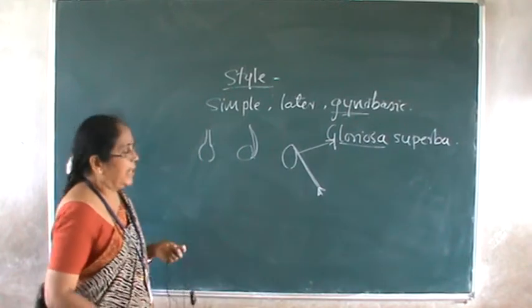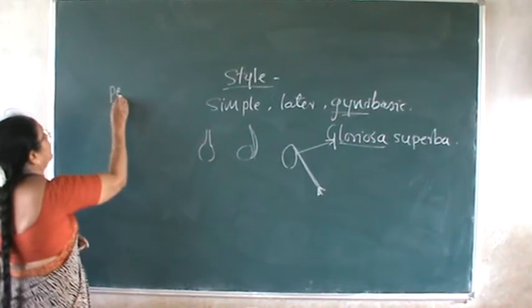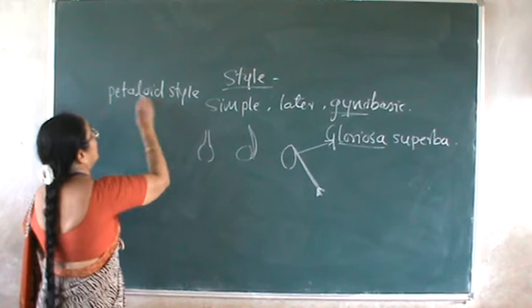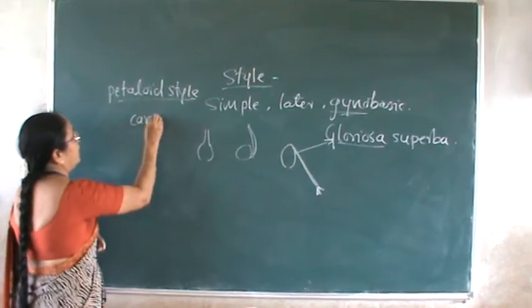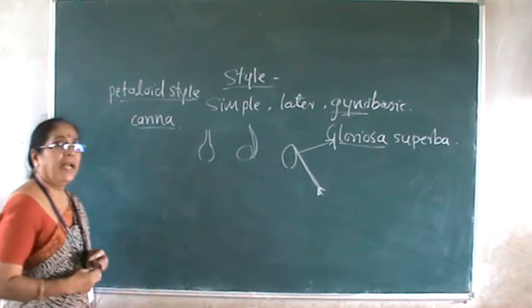And a very important feature of the style is the petaloid nature of the style. Petaloid style is found in the flowers of Canna. You have come across Canna several times in the earlier classes.